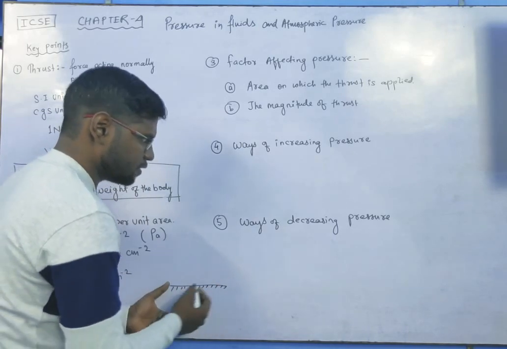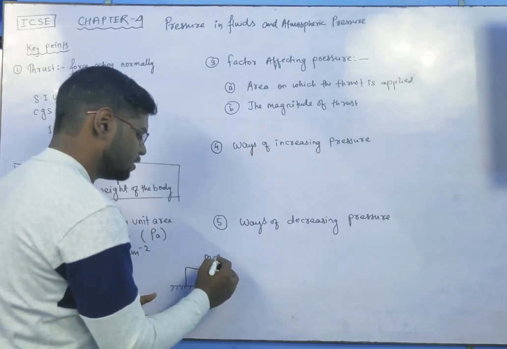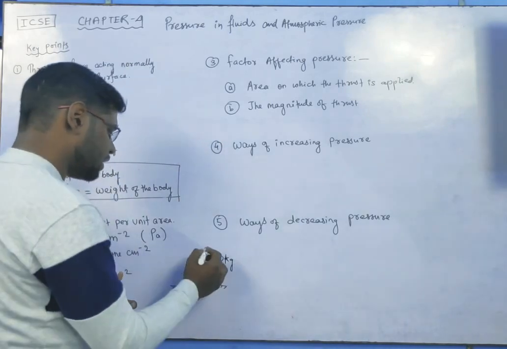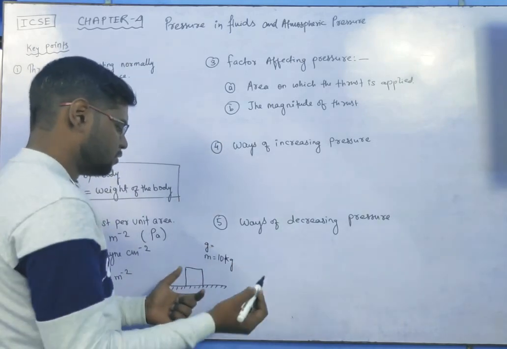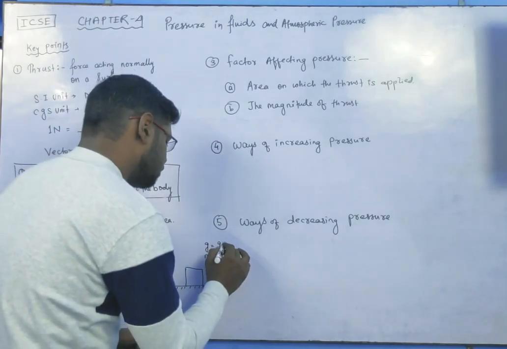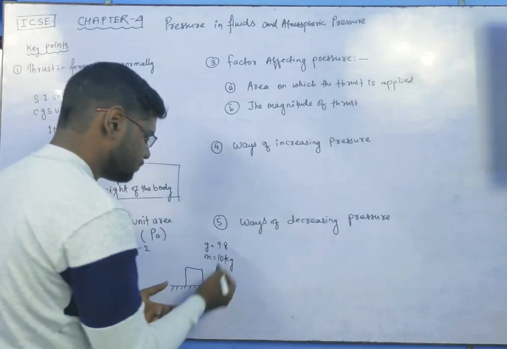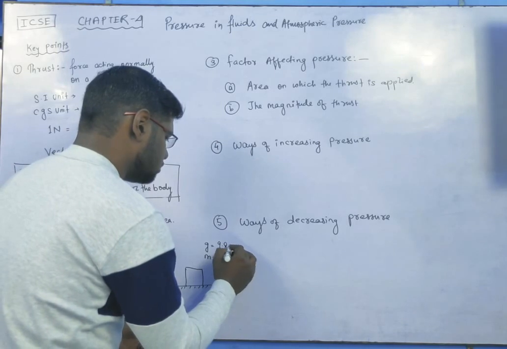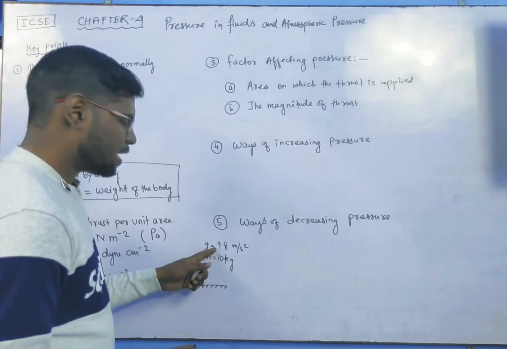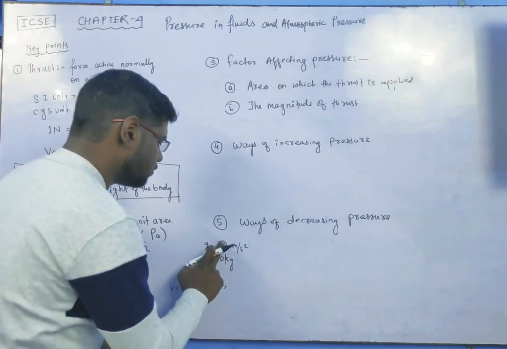This is a horizontal surface. We place one block. The mass of this block is 10 kg. If we take acceleration due to gravity, 9.8 meter per second square, for calculation basis we can take 10. That will be much easier. So this is the exact value which we use in numericals. For easy calculation we will take 10.